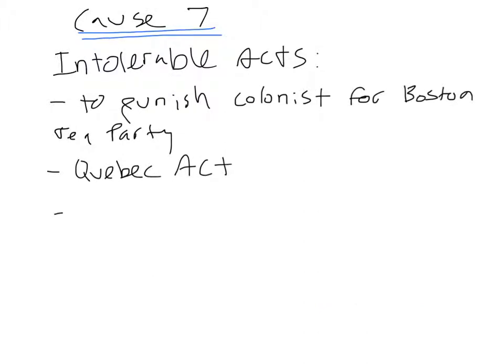After the Boston Tea Party, the British set the Intolerable Acts, also known as the Coercive Acts. They were meant to punish the colonists for the Boston Tea Party. The first of these acts was the Quebec Act, which extended Canada's southern border, giving Canada more land for the French Catholics and less land for the colonists.